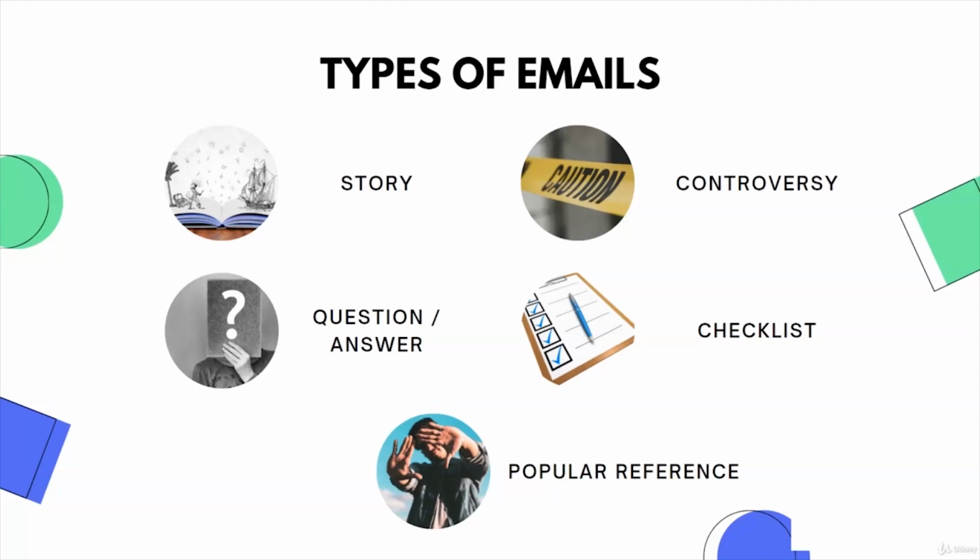And the last type of email is popular reference, or pop culture. You mention a famous athlete, singer, or actor, or anyone else, and what that person did to be successful. And after you tell the story, then you can lead people and tell them how they can use the same method to be successful.